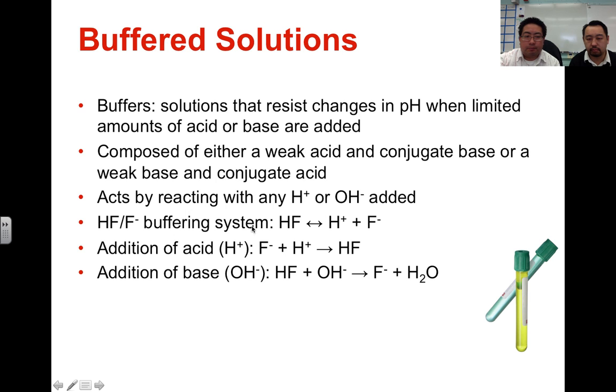So what ends up happening is the conjugate base and the acid will counteract the addition of either acid or base. There are a lot of natural buffering systems actually in your body to keep your body's pH stable. For instance, in your bloodstream and in your stomach and other places as well.